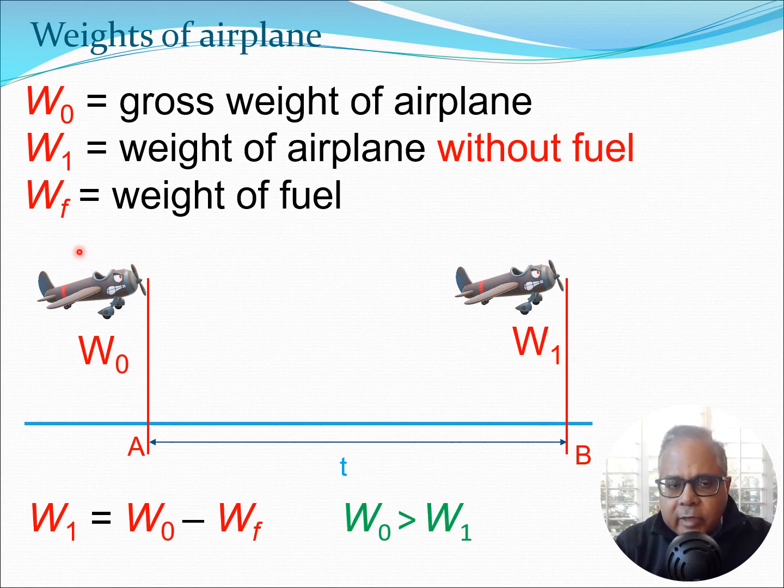And so what happens is that between these 2 points, the relationship is that W1 equals W0 minus WF. So WF is the weight of the fuel here. And of course, this equation is immediately going to tell you that W0 is greater than W1. So you start out with a full tank of fuel, and at the end of your mission, the fuel tank is typically empty.